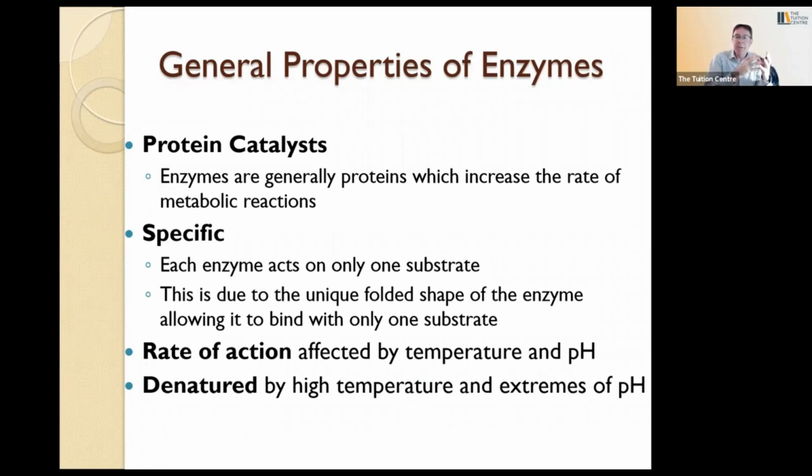Right? So enzymes act on a substrate, and then you get a product. So you get substrate catalyzed by enzyme, giving you product. Okay. So what else can we say? Well, we can say that the rate of action or the rate of activity of enzymes is affected primarily by temperature and pH. Other things affect it as well, like the concentration of the enzyme and the concentration of the substrate.